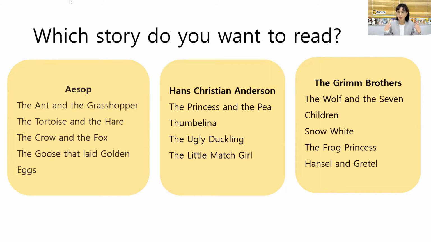Remember, how old are you? You are 9 years old. Okay, so which story do you want to read? I'm going to present all these stories anyway, but I just want to see which one is the favorite. Okay, so can you check the box? First one is The Ant and the Grasshopper. Second one, The Tortoise and the Hare. And number 3 is The Wolf and the Seven Children. Okay, which one do you want to read?